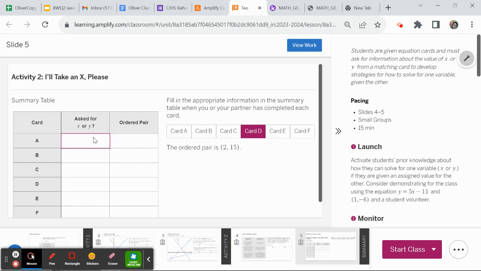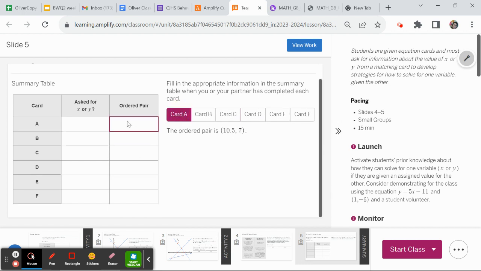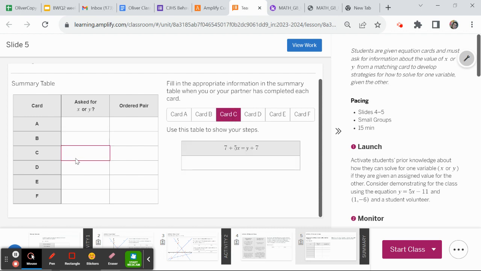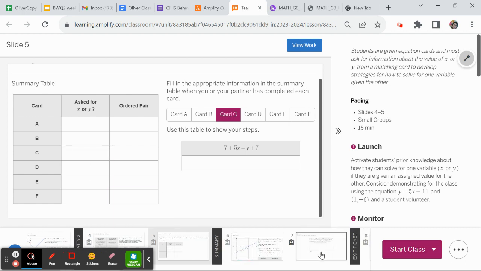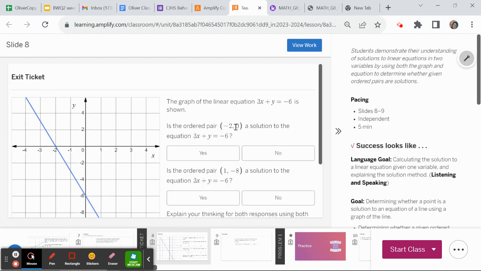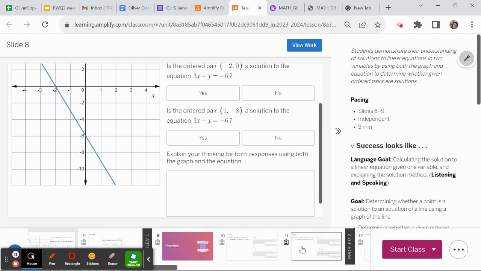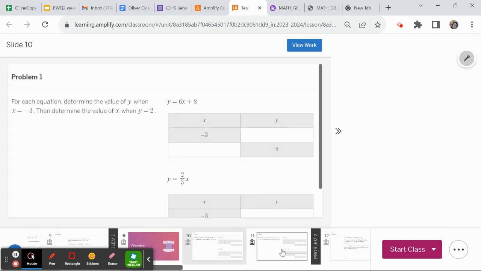Okay, so this is where you would need to know. Which do you need to know? Card A would go over here. Okay, card C would be we need to know an X or Y. That makes sense. That's all it's asking. All right, so you'll have an exit ticket to do. You're looking to see if these ordered pairs work on here. Okay. Now, problem 1 has 2 different slides. I'm going to help you with some of it.